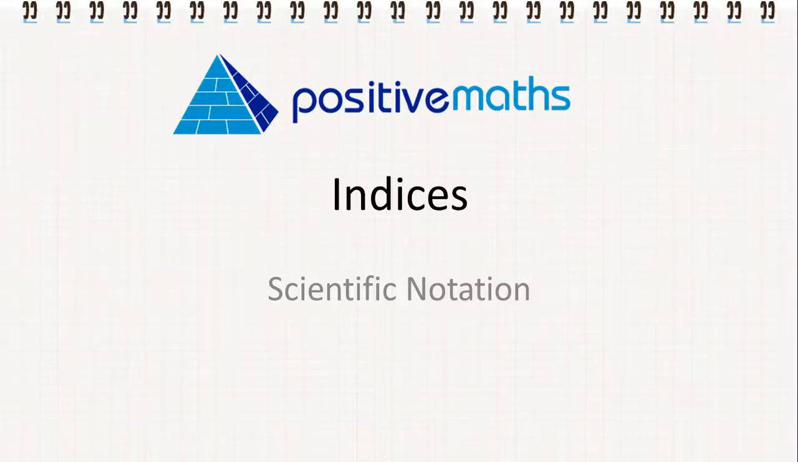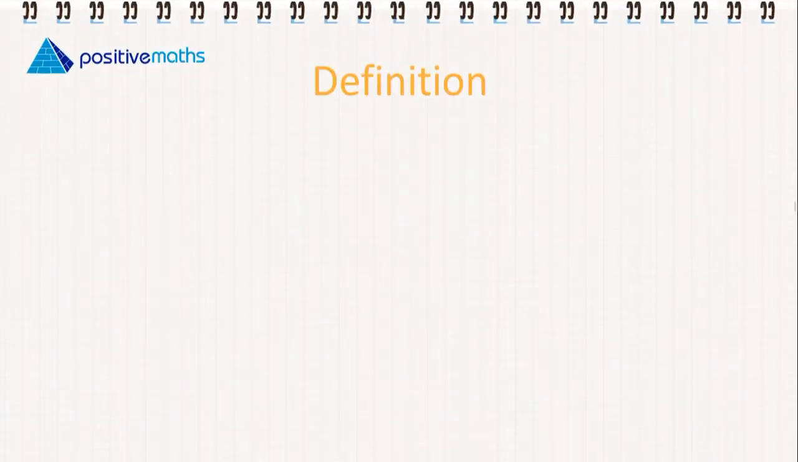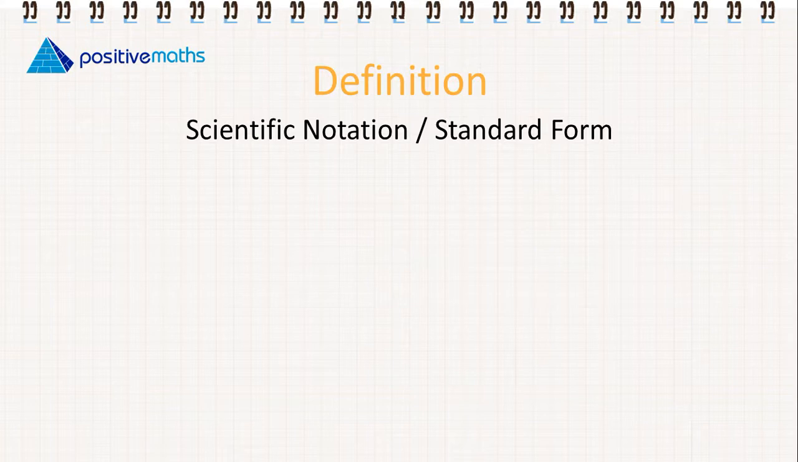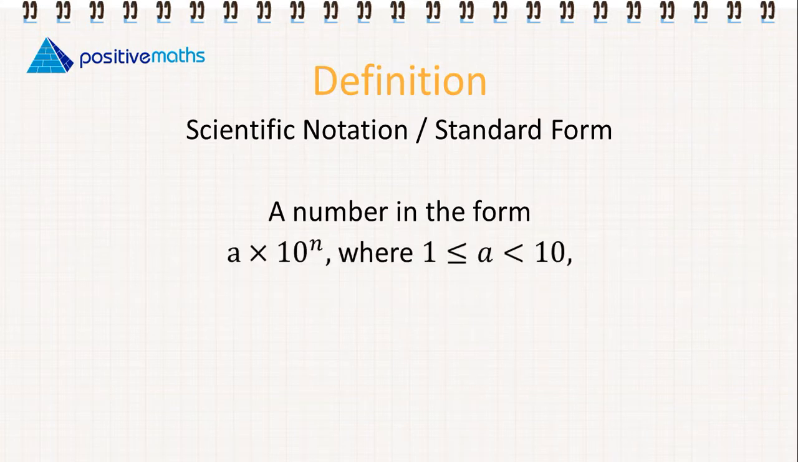In this video for Positive Maths, we're going to learn about scientific notation for numbers that are less than 1. Just to recap, it can either be called scientific notation or standard form. We need to be familiar with both terms. It's a number in the form a multiplied by 10 to the power of n, where a is greater than or equal to 1, but less than 10, and n is an integer, so n is a positive or negative whole number.